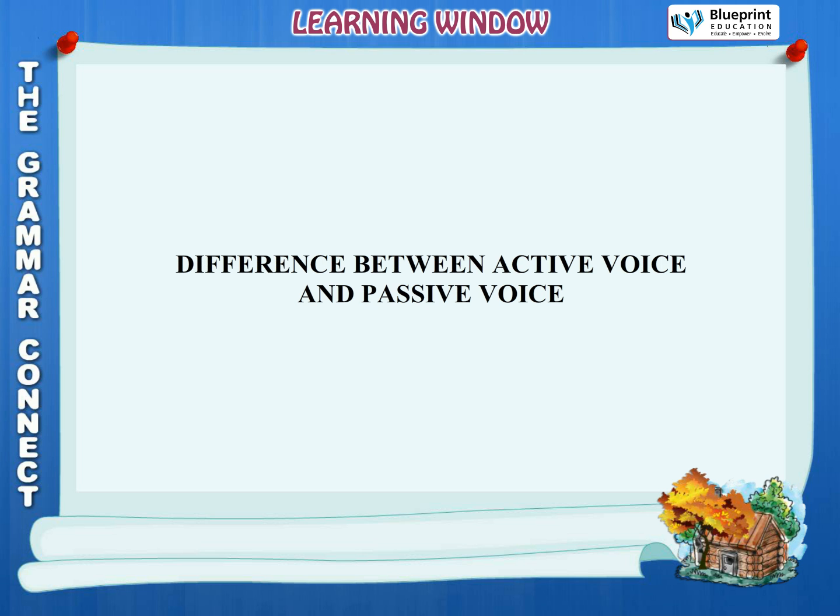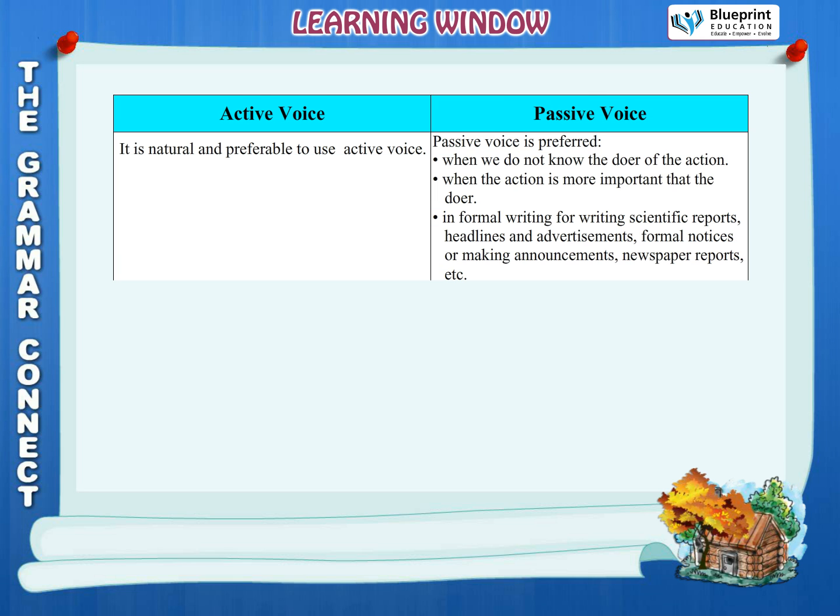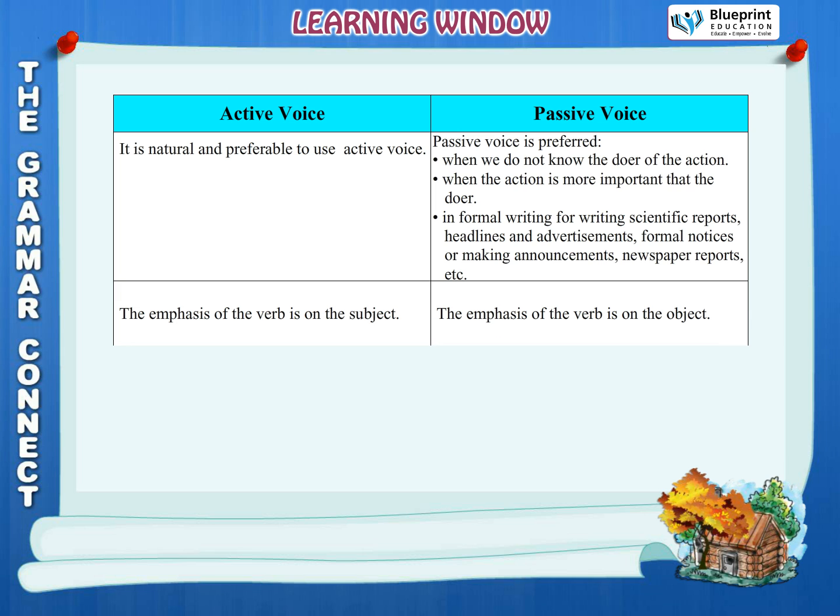Difference between active voice and passive voice. Active voice, passive voice. It is natural and preferable to use active voice. Passive voice is preferred when we do not know the doer of the action, when the action is more important than the doer. In formal writing, for writing scientific reports, headlines, and advertisements, formal notices or making announcements, newspaper reports, etc. In active voice, the emphasis of the verb is on the subject. In passive voice, the emphasis of the verb is on the object.